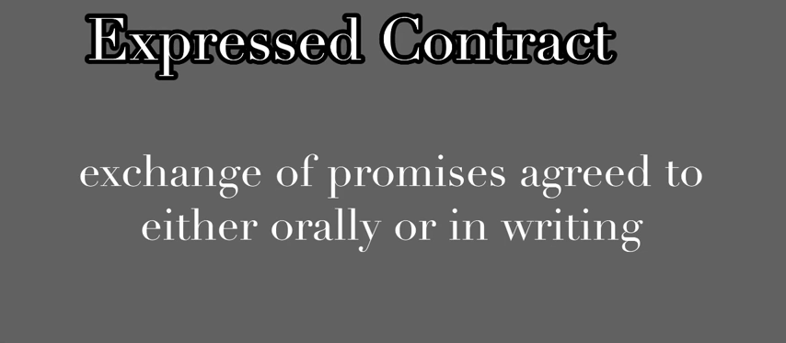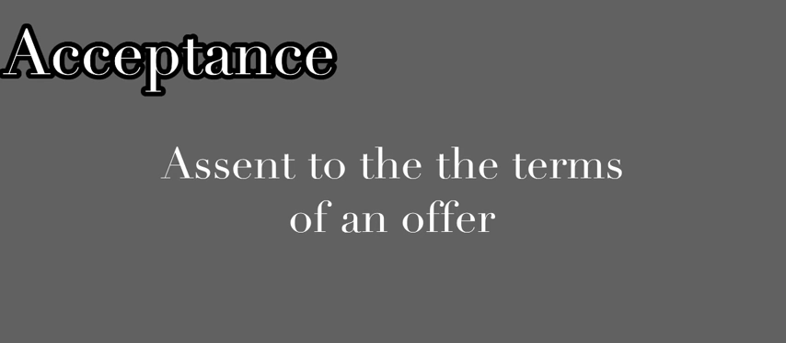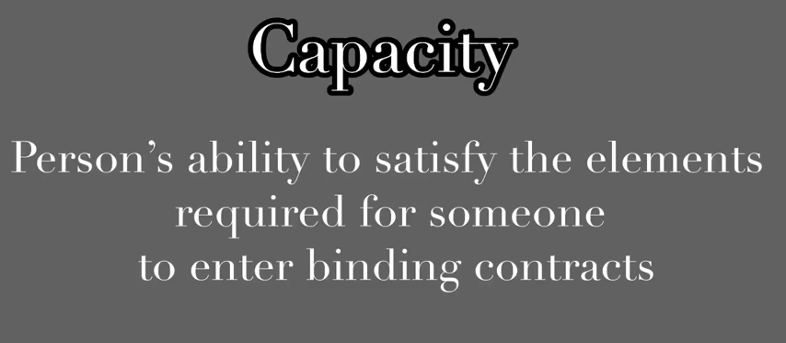Next is an express contract. Express contracts is an exchange of promises agreed either orally or in writing. Next up is consideration. Consideration is something bargained for and received by a promiser and a promisee. Then acceptance. Acceptance is an assent to the terms of an offer. Finally, our list comes to an end with capacity. Capacity is a person's ability to satisfy the elements required for someone to enter a binding contract.